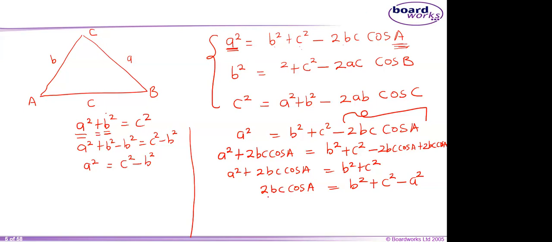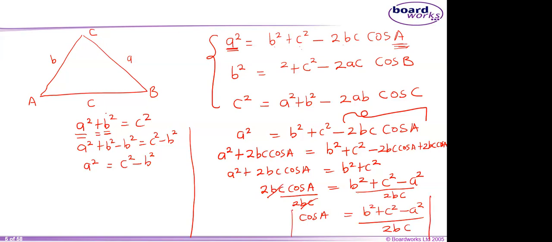Now the next thing I'm going to remove is 2BC. So I'm going to divide by 2BC, divide by 2BC. So this and this will cancel. So I remain with my cos of A equal to B squared plus C squared minus A squared, all over 2BC. Members, this is how we shall be finding the angle in case they have given you the sides. Is that okay?